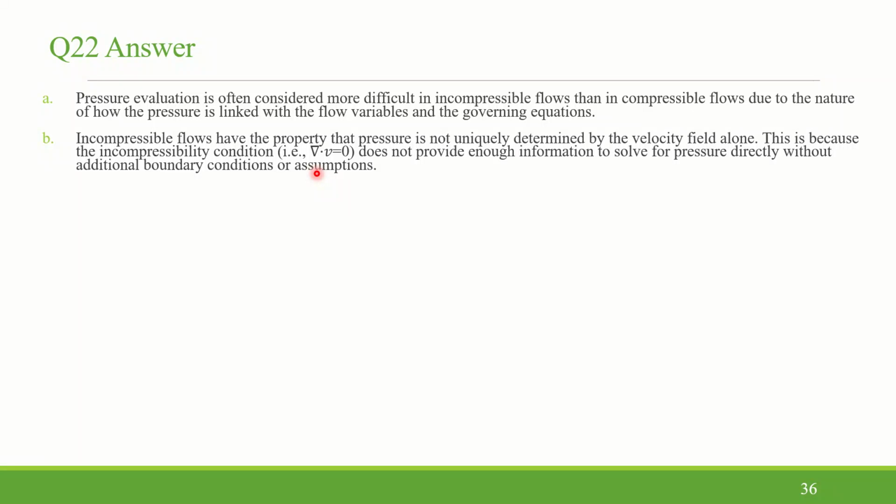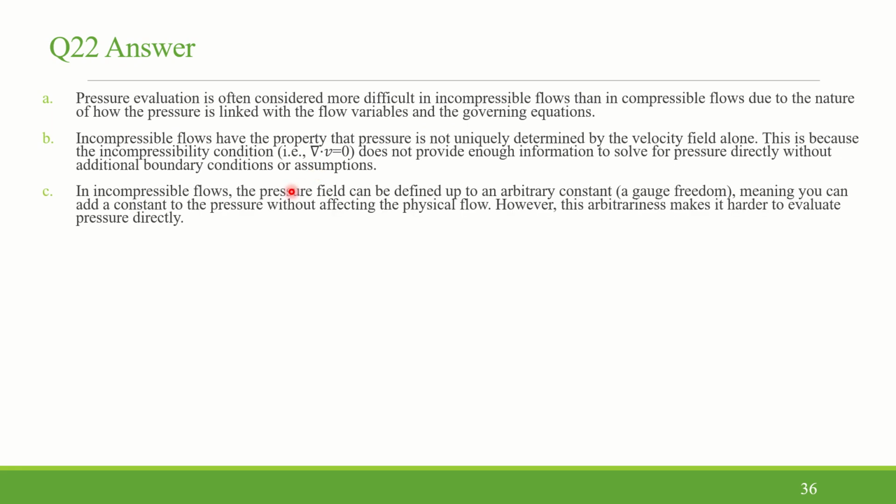So in incompressible flows, we have the property that ensures that pressure is not uniquely determined from velocity alone, because the incompressibility condition from the continuity equation states that del dot V equal to 0. But there is no information about the pressure here, so we need additional boundary conditions or some assumptions to evaluate pressure. In incompressible flows, the pressure field can be defined up to an arbitrary constant, meaning you can add a constant to the pressure without affecting the physical flow. However, this arbitrariness makes it harder to evaluate the pressure directly.